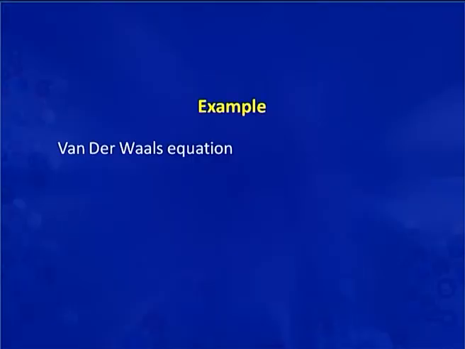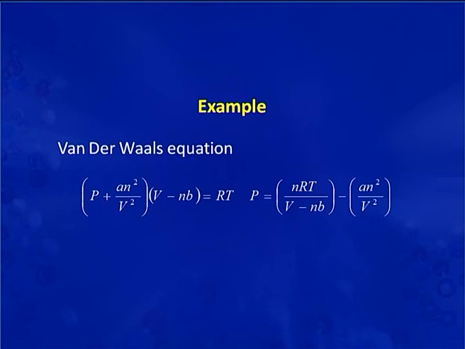Now, the solution is here. The van der Waals equation is (P plus a n square by V square) into (V minus n b) is equal to R T. From this equation, we can calculate pressure here. So, pressure is equal to n R T by (V minus n b) minus a n square by V square. So, the pressure is given, you can calculate it.